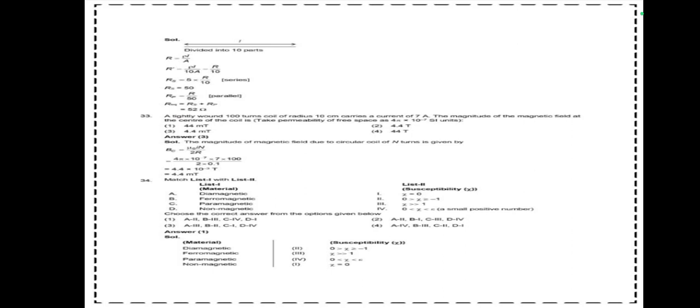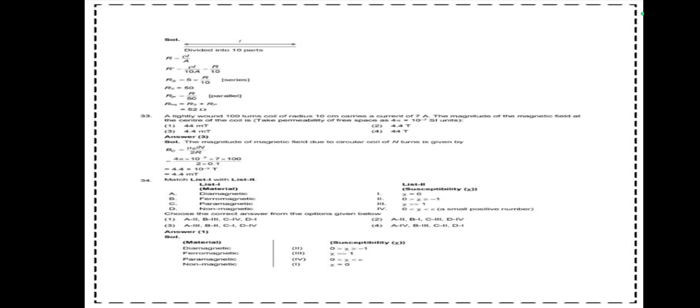Question number 33. A tightly wound 100 turns coil of radius 10 cm carries a current 7 ampere. The magnitude of the magnetic field at the center of the coil is, answer is 4.4 mT. Question number 34. Match list 1 and list 2. Choose the correct answer from the options given below. Answer is 1.